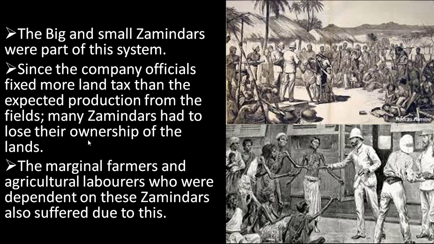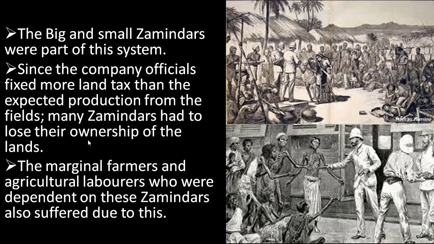Since the company officials fixed more land tax than the expected production from the fields, many zamindars had to lose their ownership of the lands. The marginal farmers and agricultural laborers who were dependent on these zamindars also suffered due to this.